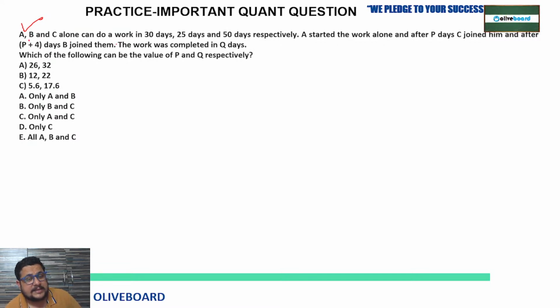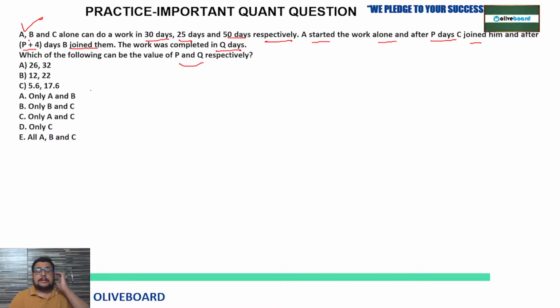A, B and C alone can do a work in 30 days, 25 days, 50 days respectively. A started work alone and after P days C joined him, and after P plus 4 days B joined them. The work was completed in Q days. Which of the following can be the value of P and Q respectively?